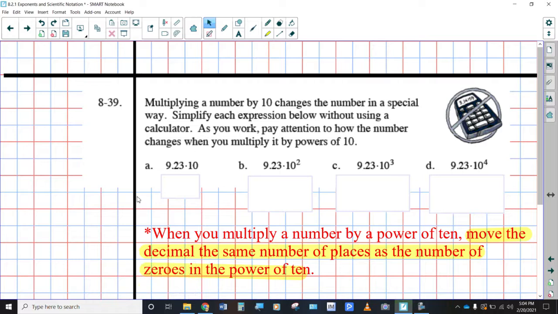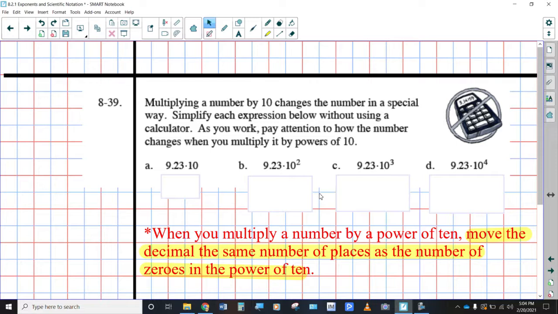All right, now this is going to prep you for scientific notation. This idea of what happens when you multiply a number times the power of 10. Okay, so we're kind of going in a slightly different direction, but this is going to get your head in the right space for the next part of the lesson when we're doing scientific notation. So multiplying a number by 10 changes the number in a special way. Simplify each expression below without using a calculator. And as you work, pay attention to how the number changes when you multiply it by powers of 10.